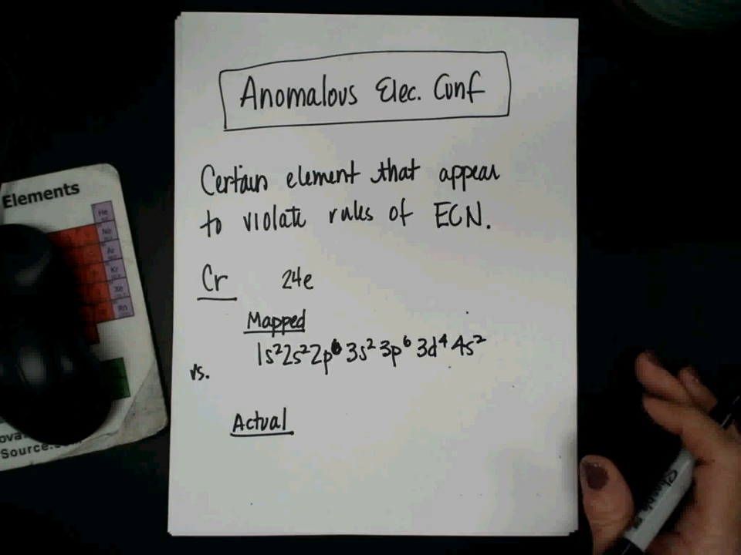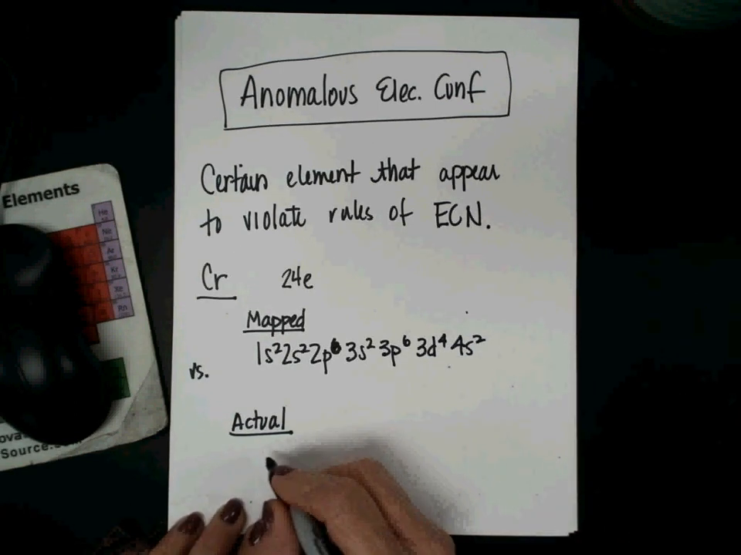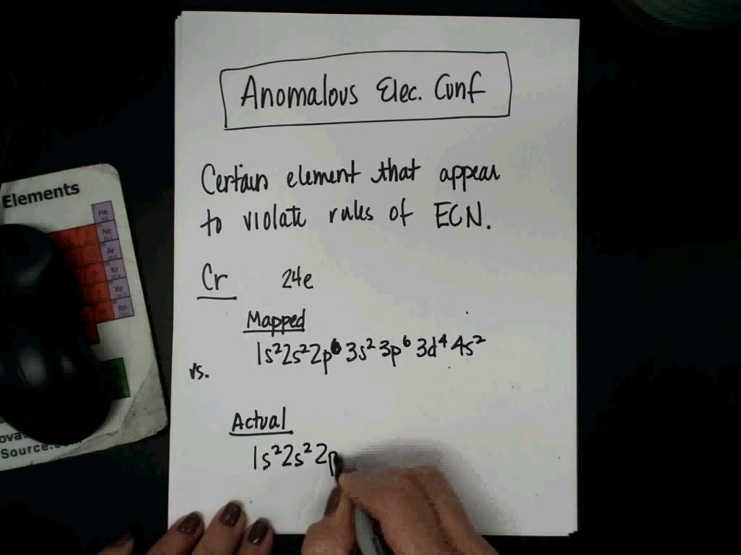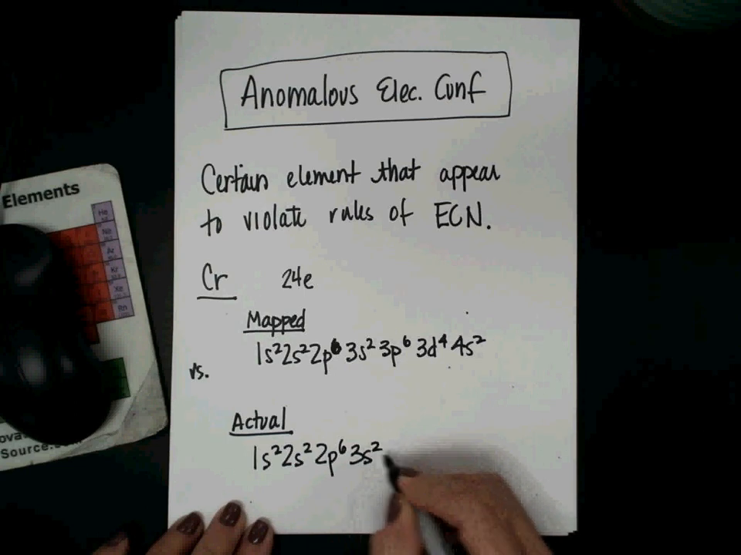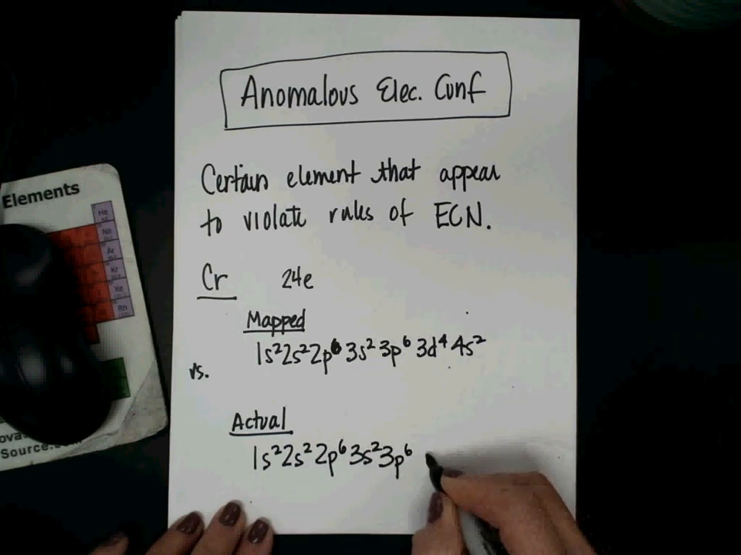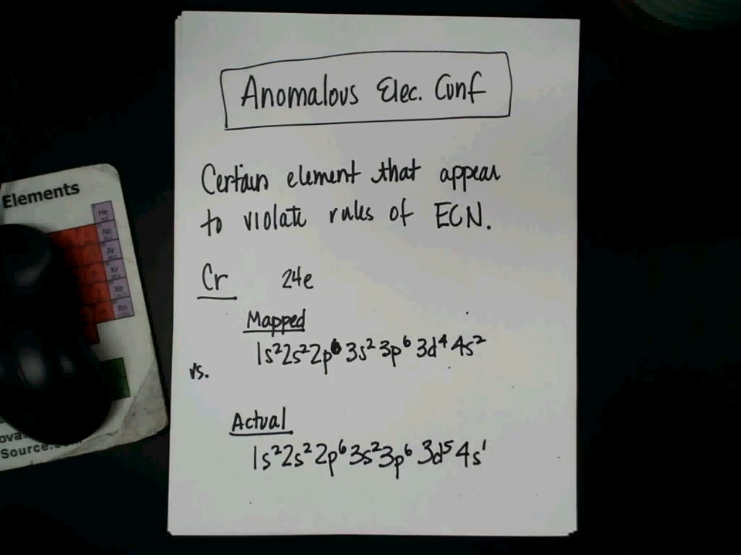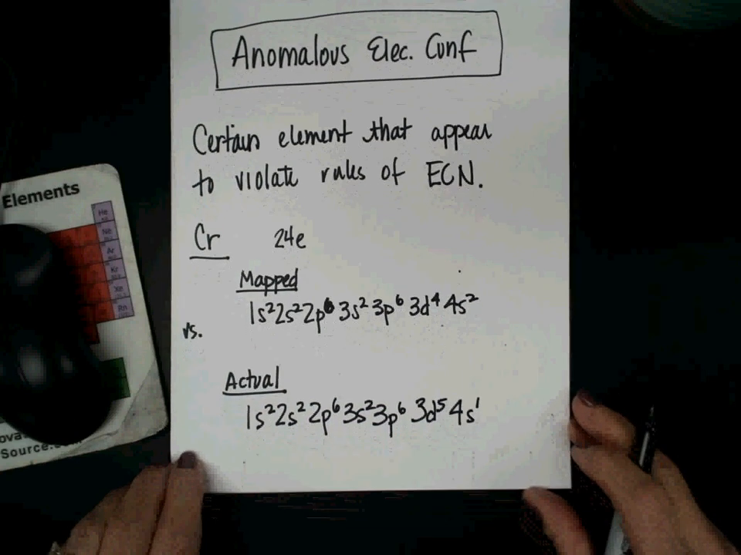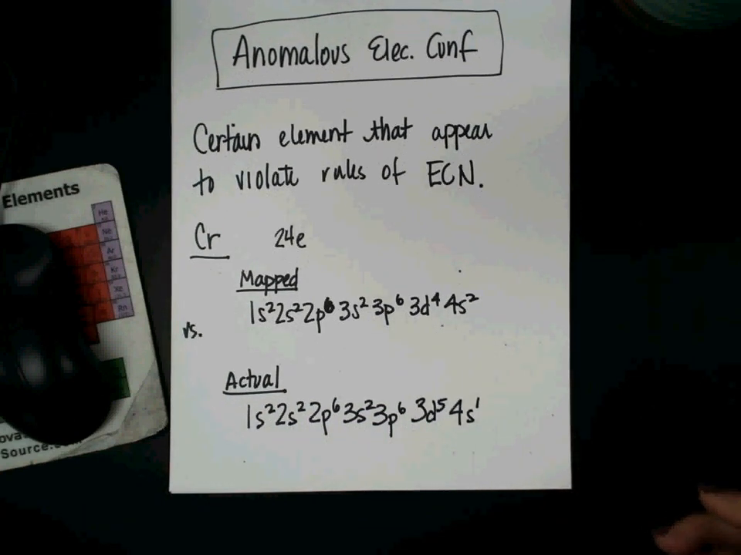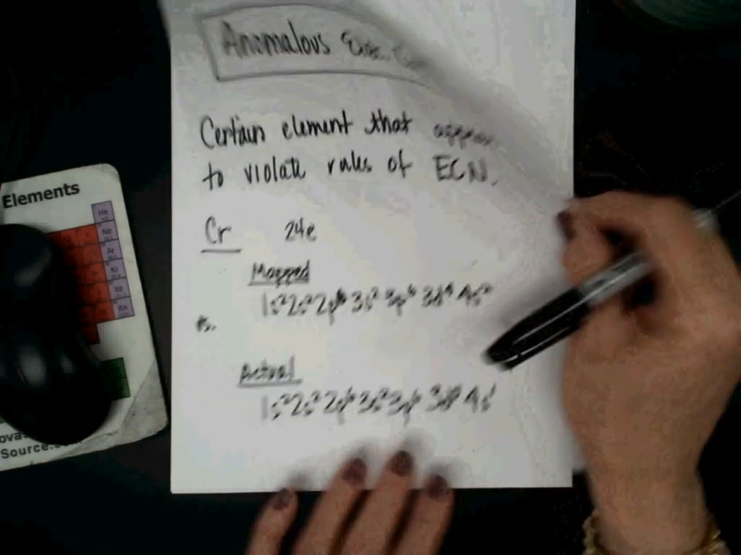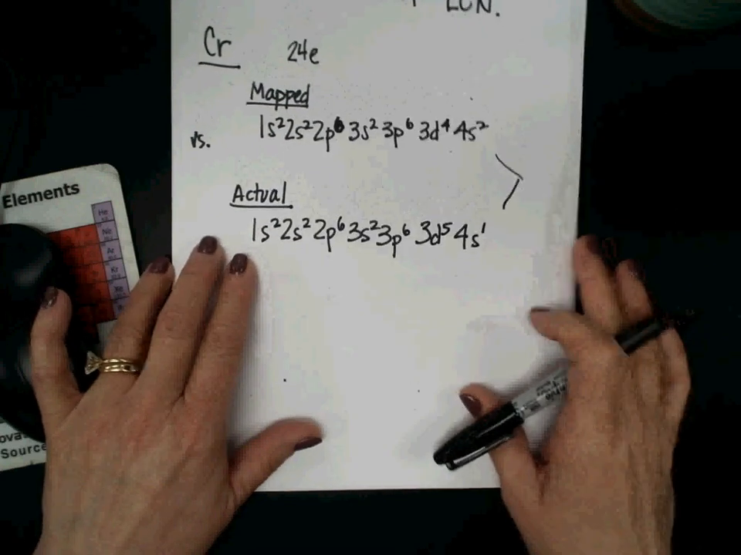That's what you would think it mapped like. What it actually is is this, and I want you to write this down. 1s2, 2s2, 2p6, 3s2, 3p6, 3d5, 4s1. I'm going to actually move this up a little bit. Okay, do you see the difference in the two?